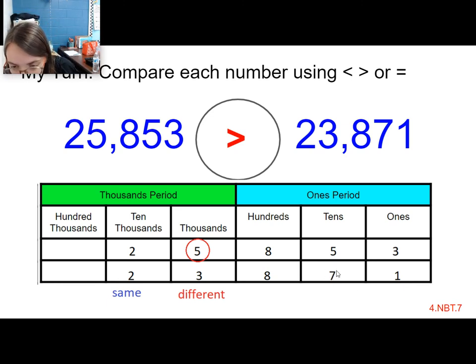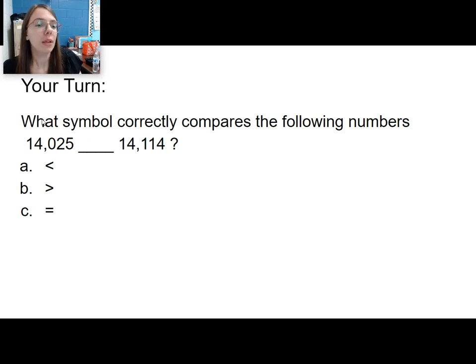The hundreds, tens, and ones did not matter in this question because, okay, even though these are the same, this is greater than this, it doesn't matter because this is just 7 tens and 5 ones. Okay, this is just 3 ones and 1 one. Thousands are way larger than any of those values combined, right? So when we compare numbers, always start from the highest place. Okay, so what symbol correctly compares these numbers?